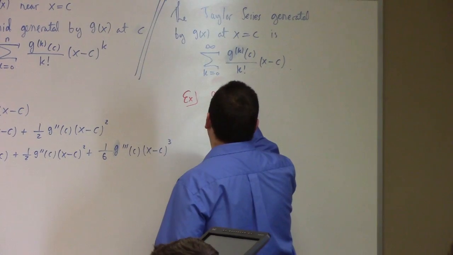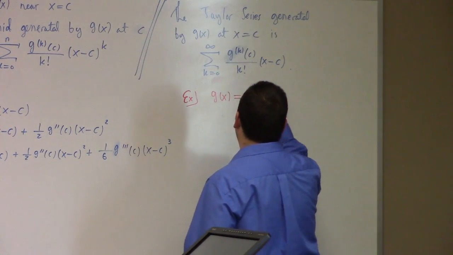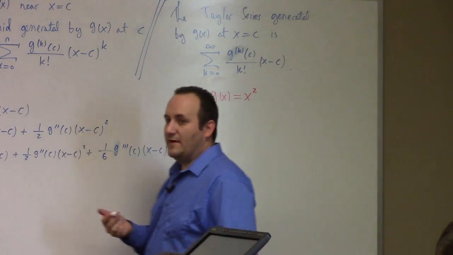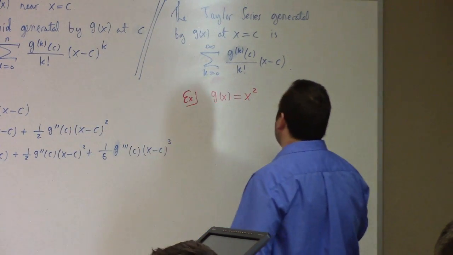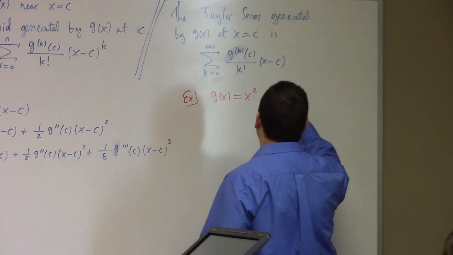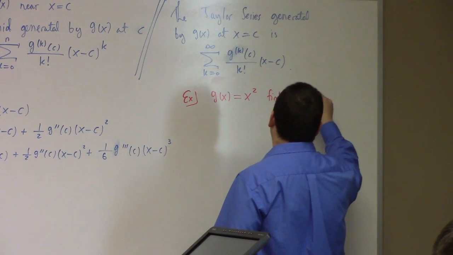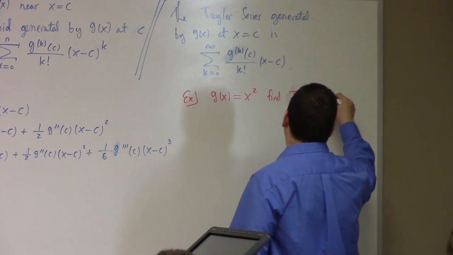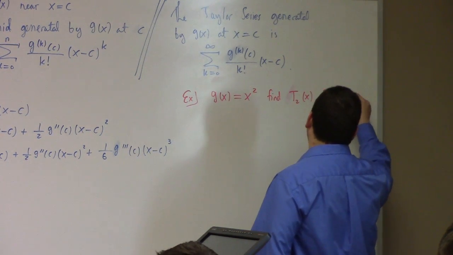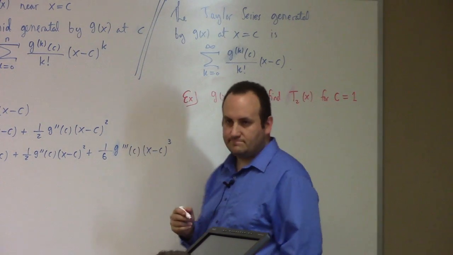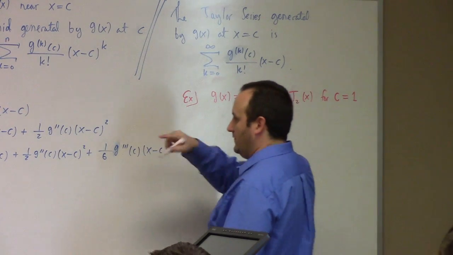Let g of x equal x squared. Find the Taylor polynomial of order 2. I'm calling it T2. Find T2 of x for, let's say, c equals 1. Let's center it at 1. All right, so follow the lead here.